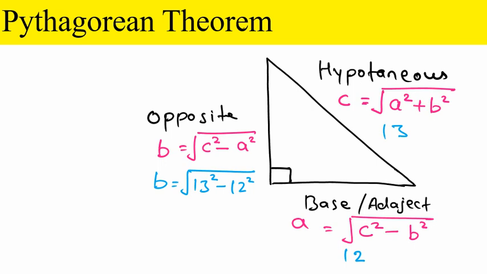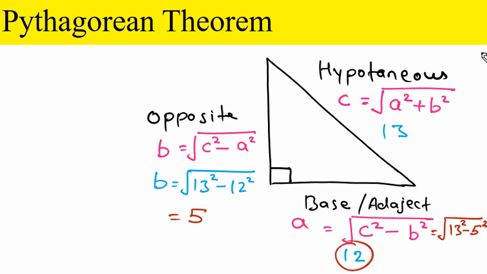Now let's try to find out the base. Now in this one, again, if you want to find this one, then this will be square root of 13 square minus, now when you solve this you will get 5, so 5 square. When you solve this you will get 12.